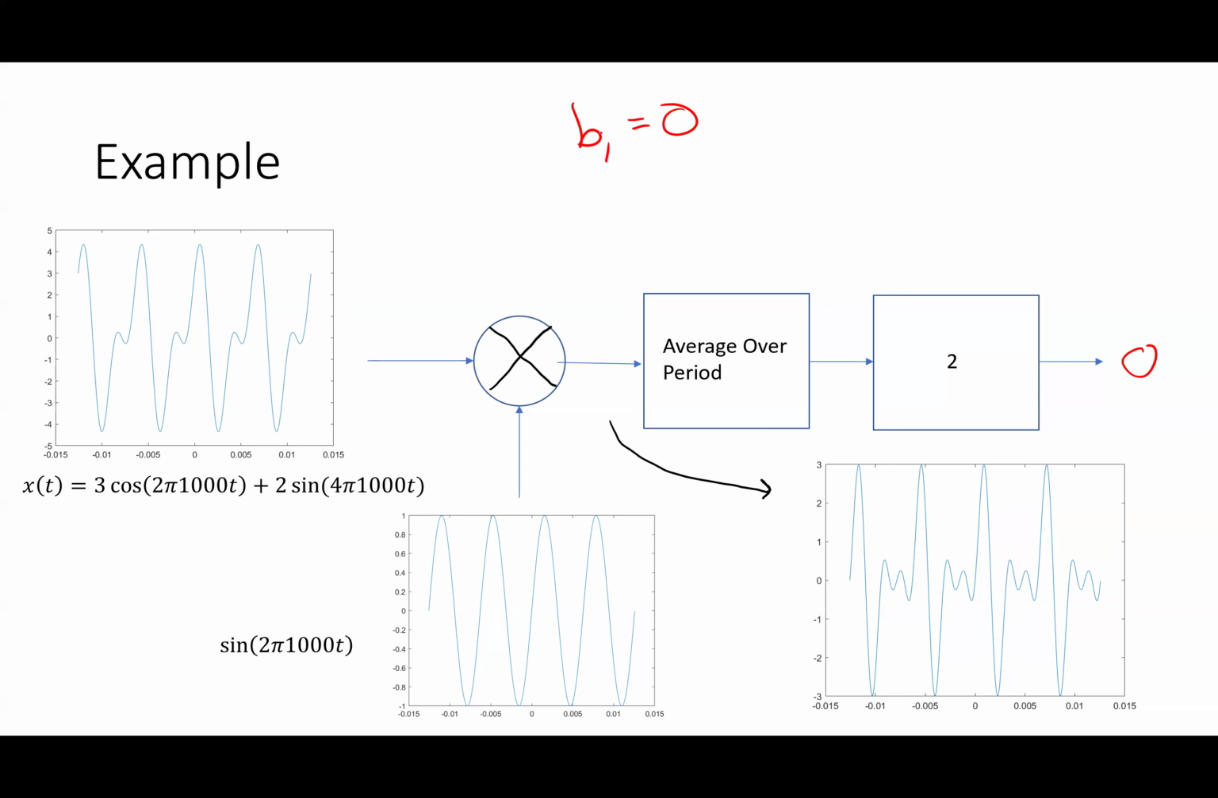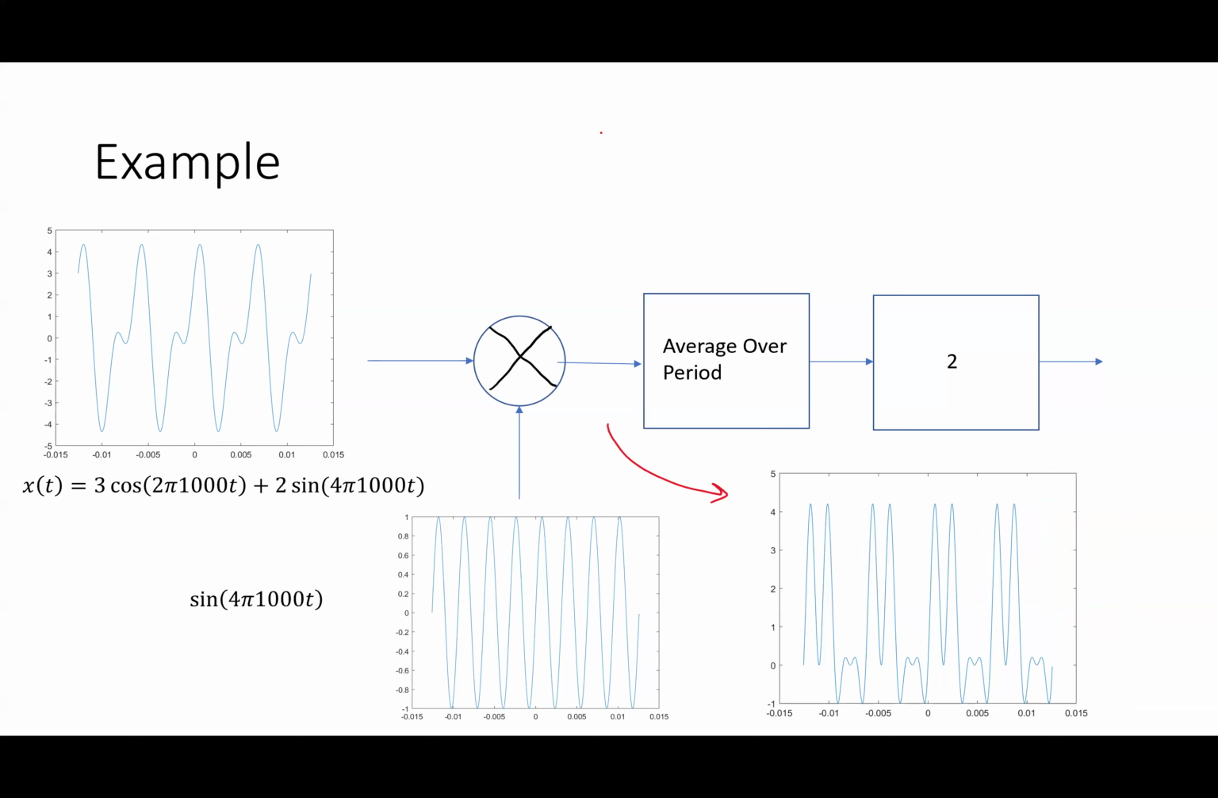B1 was 0, because we didn't have a sine term at the fundamental. What am I doing here? Calculating the second harmonic amplitude for the sine term. If I look at the average of this guy, it works out to be 1, and then I multiply by 2 to get 2. You can calculate that using trig identities, and you can prove that to yourself if you want to.